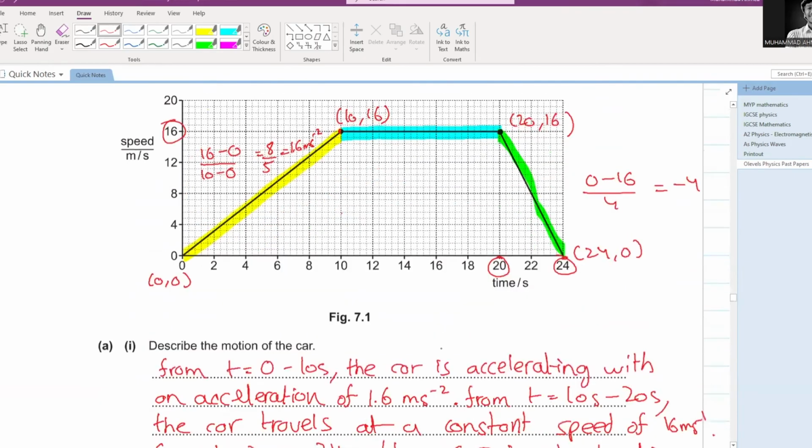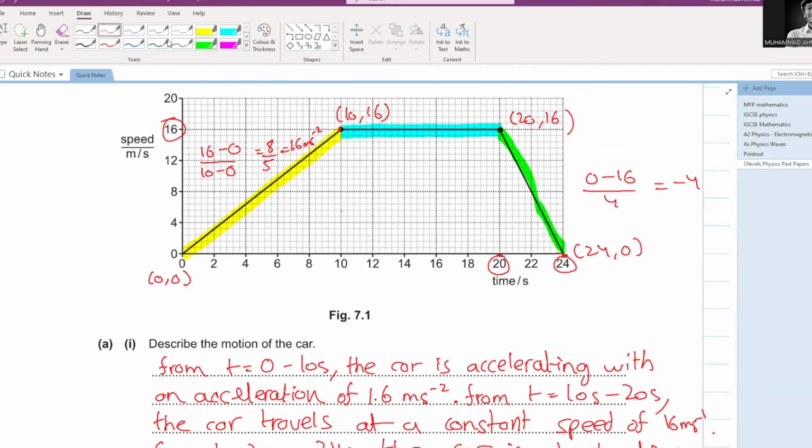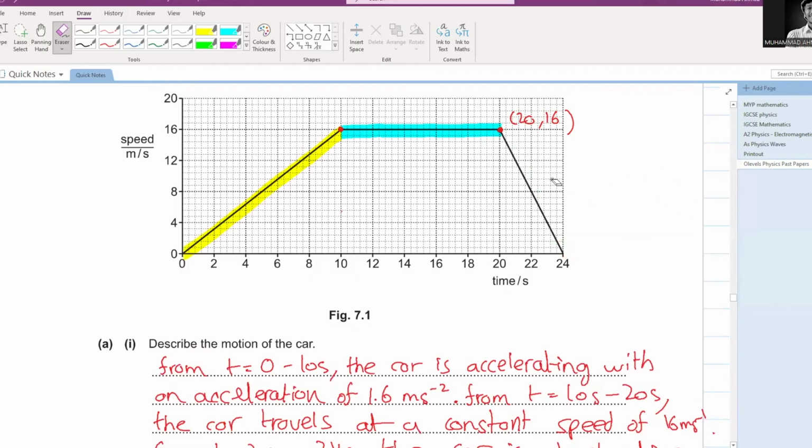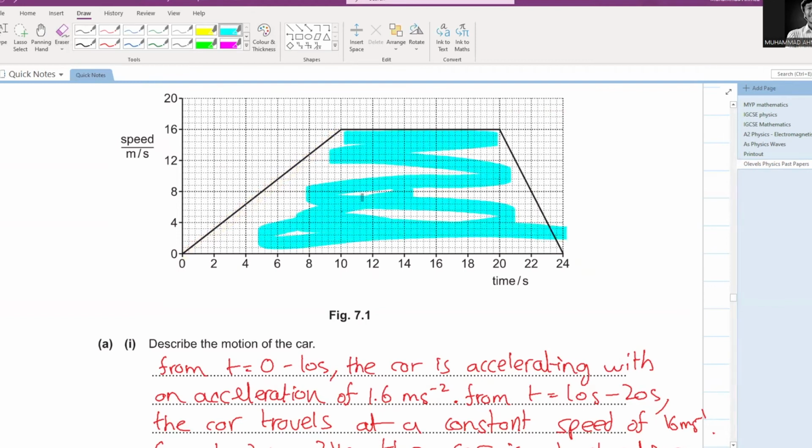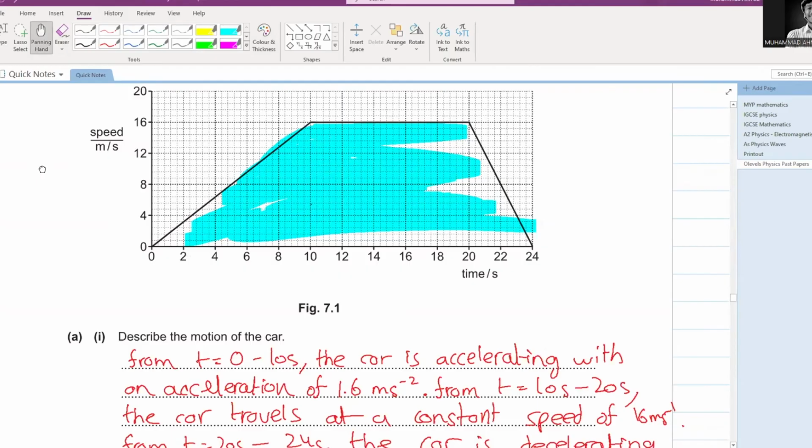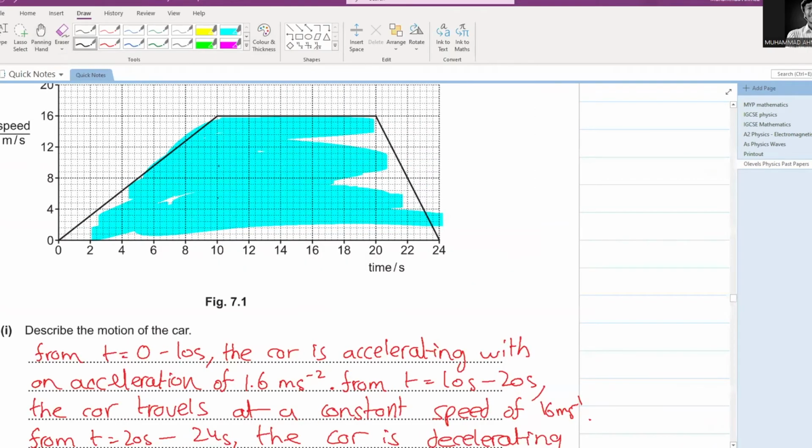Show your work. Okay. So we have to calculate the distance traveled by the car during the 24 seconds of its motion. I think I will need to erase some points here. How can you calculate the distance from a speed time graph? The area under a speed time graph is equals to your distance. Now this is what? This is a trapezium.